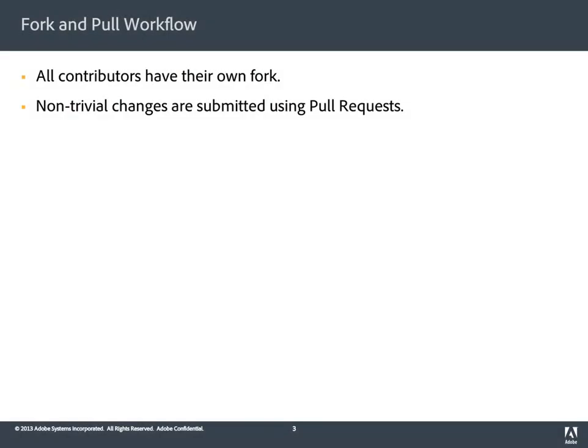Both projects follow what's referred to as the fork and pull collaboration workflow. In this workflow, all contributors have their own fork or copy of the project source code. Any non-trivial change is submitted by a contributor through something called a pull request. This gives other contributors an opportunity to review the contribution before it is committed. This workflow has become very popular in the past few years and is used by many open and closed source projects.